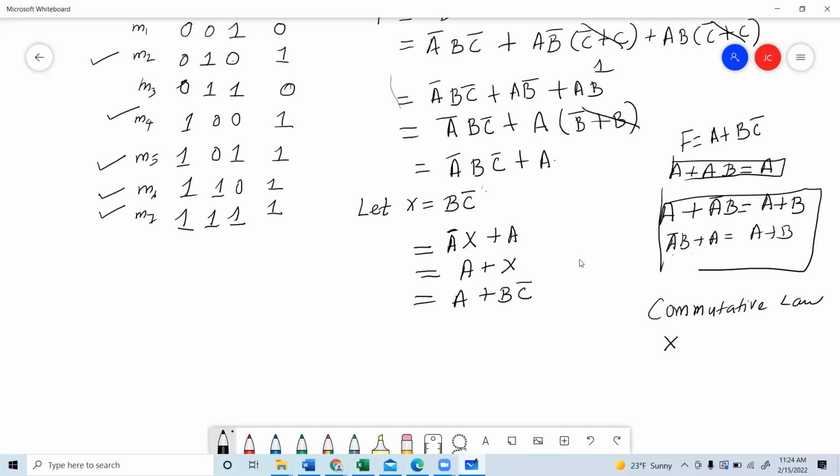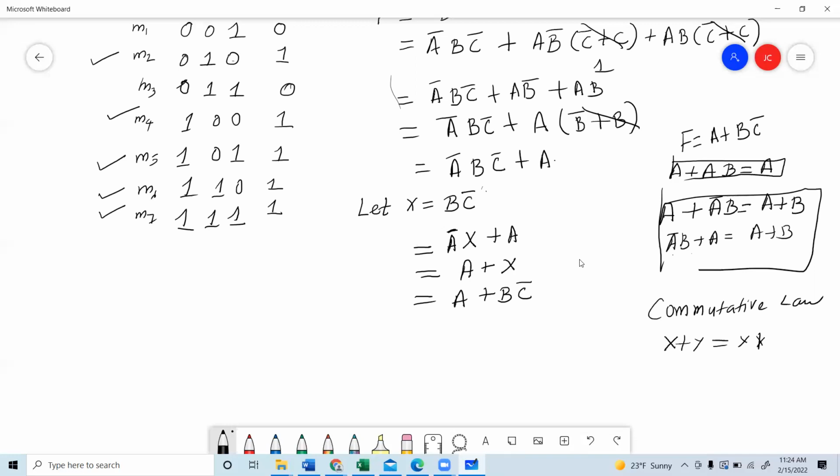A plus A bar B is equal to A or B. This is not the absorption law. Is that clear? Why I wrote commutative is that instead of A plus A bar B, I just say A bar B plus A. So you can switch this, right? X plus Y is equal to Y plus X. That's why I said it's commutative law.